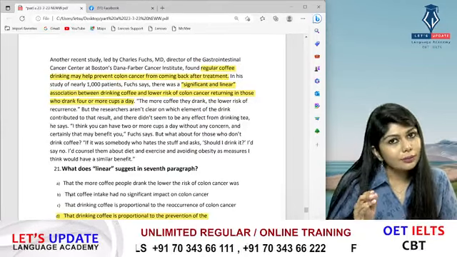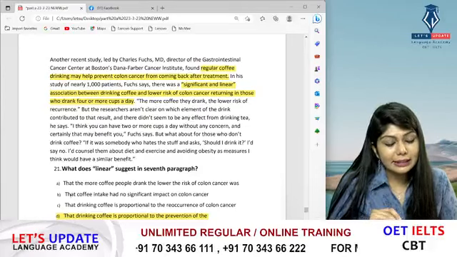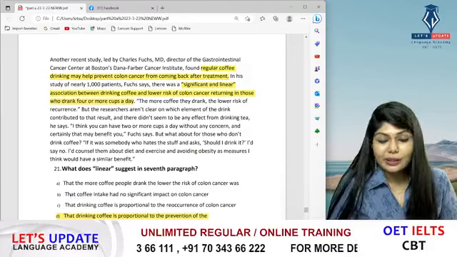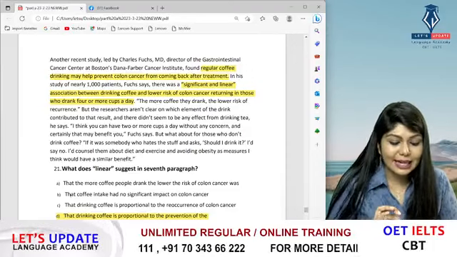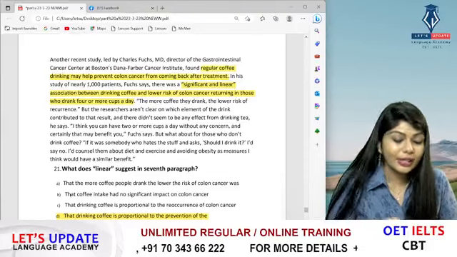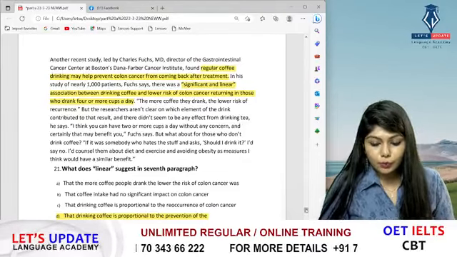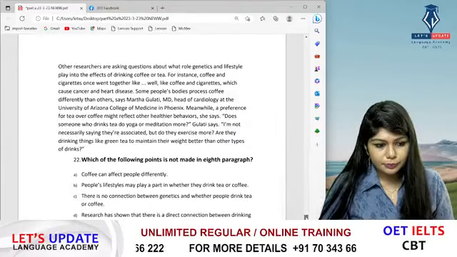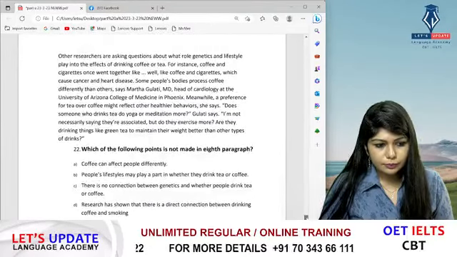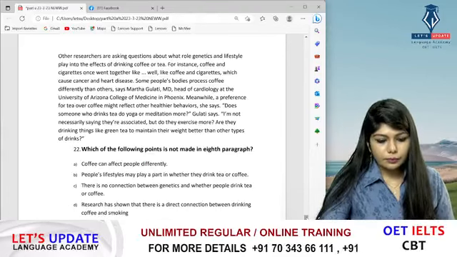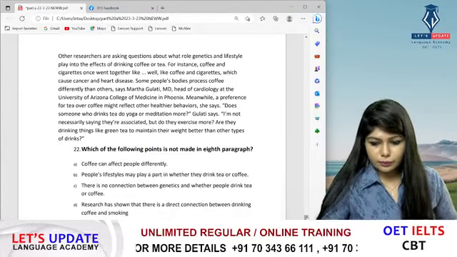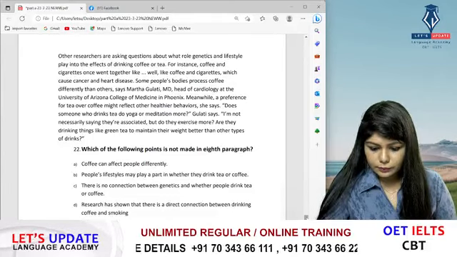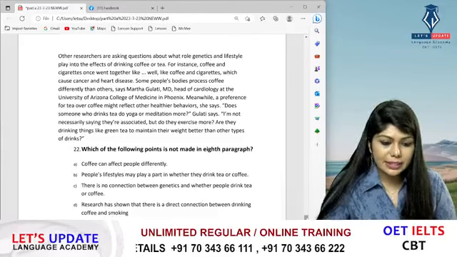Okay, so thereby we have eliminated A, B, and C, and we have reached option D, which is the correct answer because that is exactly what is mentioned in the paragraph. Okay, I hope that is clear to you. So now we will move on to the next paragraph and the question. I'll give you a minute to read it by yourself and then we'll discuss it.